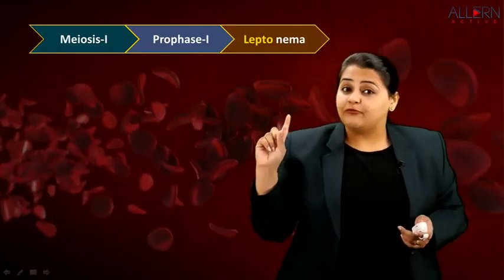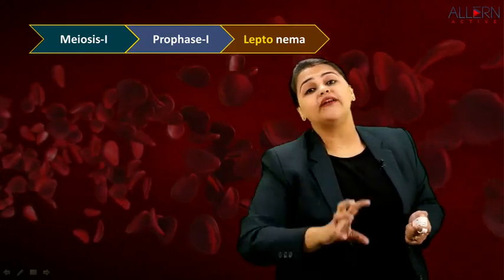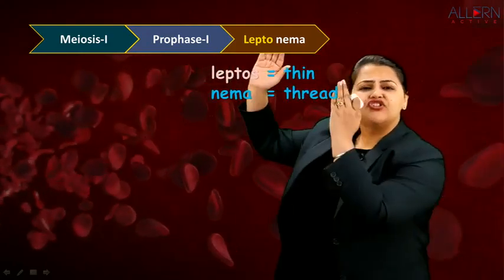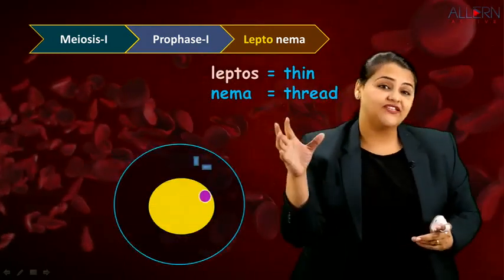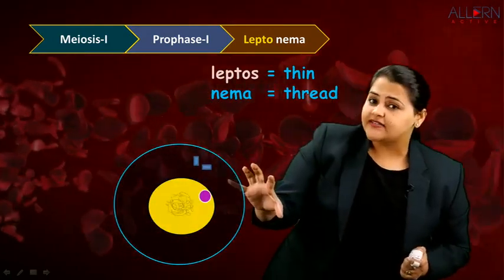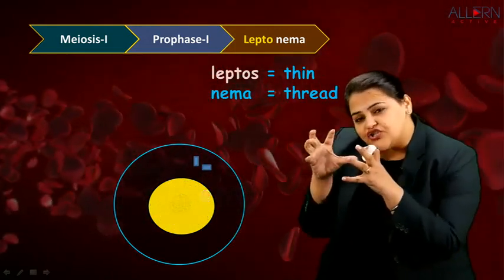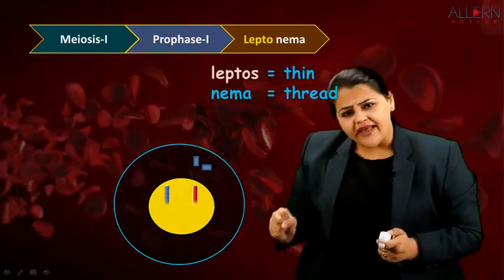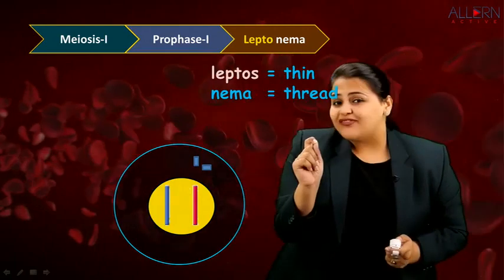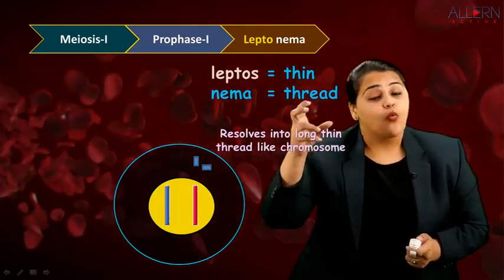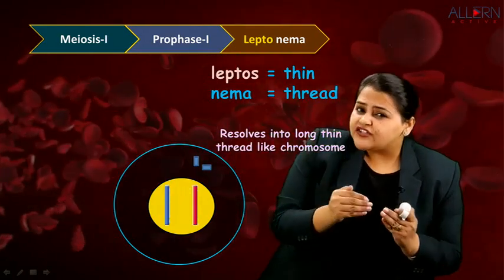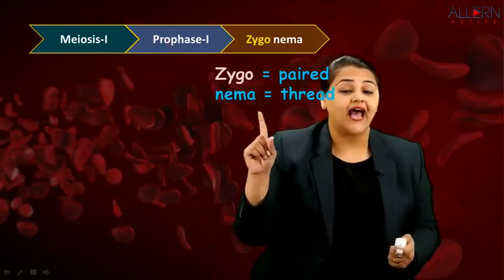Now when you talk about leptotene, it can also be called leptonema, in which lepto means thin and nema means thread. You have the germ cells, which of course will have the chromatin network, and this chromatin network, just like the normal, will condense, and when they condense they form thin thread-like structures, which start to look like the chromosome. Then we have the second phase of prophase 1, which is called zygotene, also called zygonema. Zygo means paired and nema means thread.